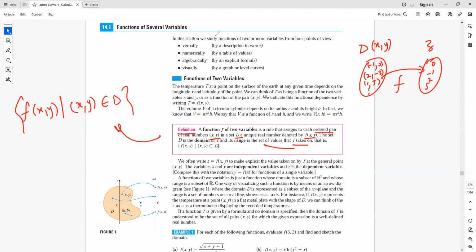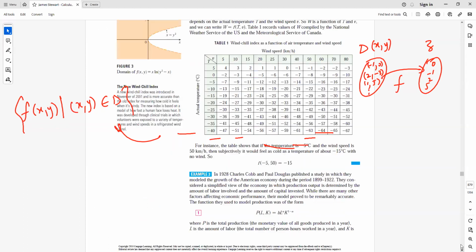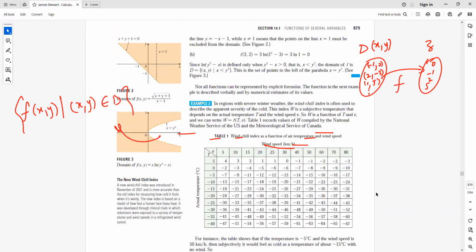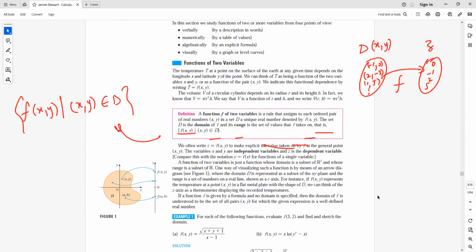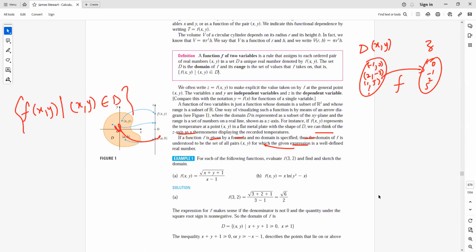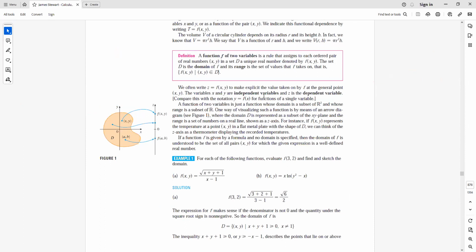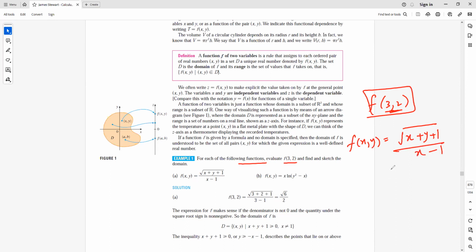Now, let's take an example to see how we can find the domain and the range of a multivariable function. So we have an example here. For each of the following functions, evaluate f of 3 comma 2. So we need to find the value of the function at this ordered pair 3 comma 2, and we have the function f of x comma y equals square root of x plus y plus 1 over x minus y, right?